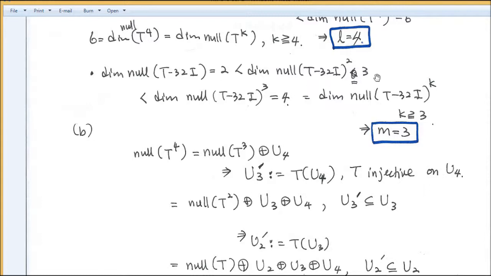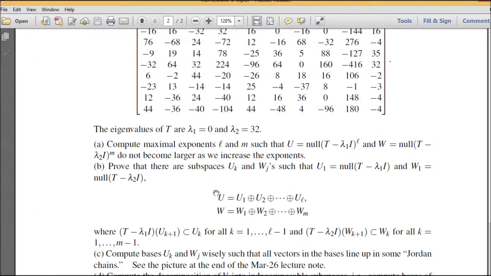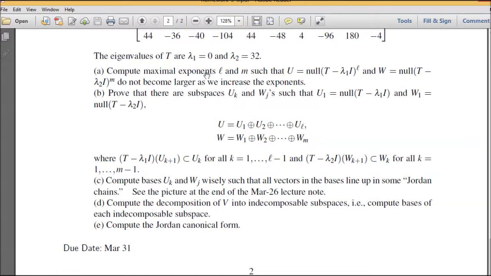Dimension 3, 2 to 3. The next one picked up another dimension, 4, and no more. So m equals 3. The third time it picked up the maximum possibility. So that was part A. You're supposed to discover that in part A. Compute the maximal exponents L and M such that this thing does not become any larger.